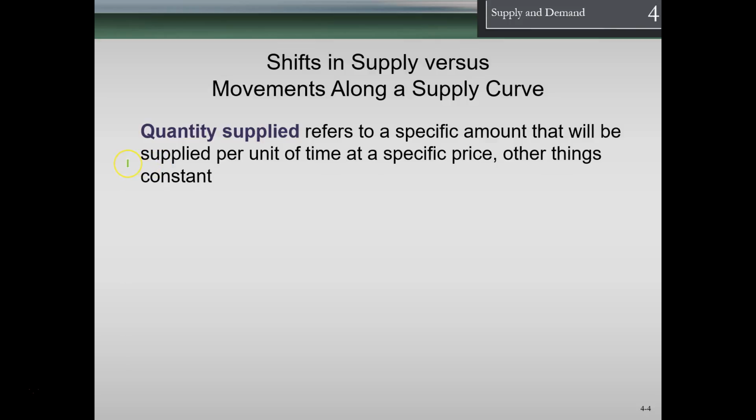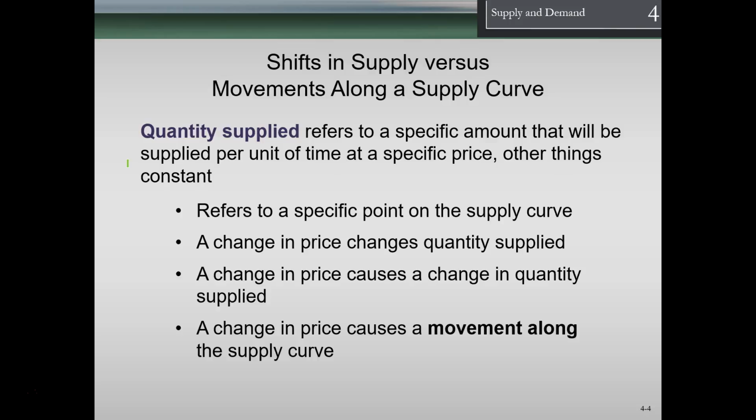Okay, quantity supplied refers to a specific amount that will be supplied per unit of time at a specific price, other things constant. So we're talking about a specific point in the line. The quantity supplied refers to a specific point in the supply curve. So we're not talking about the entire supply curve, just a specific point. A change in price causes a change in quantity supplied, and a change in price causes movement along the supply curve.